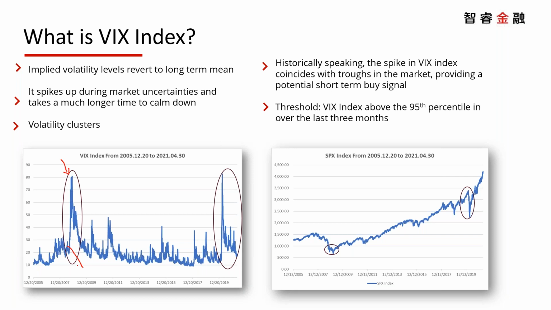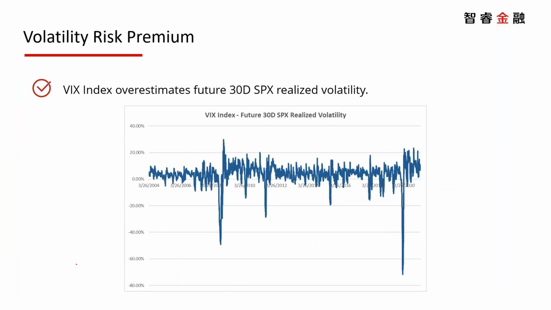For instance, if the VIX index is above the 95th percentile over the last 3 months, one can consider buying the dip. According to many researchers, the implied volatilities overestimate the future realized volatility. As a comprehensive single value representation of the implied volatility, the VIX index also overestimates the future realized volatility. The premium on average is about 3%.